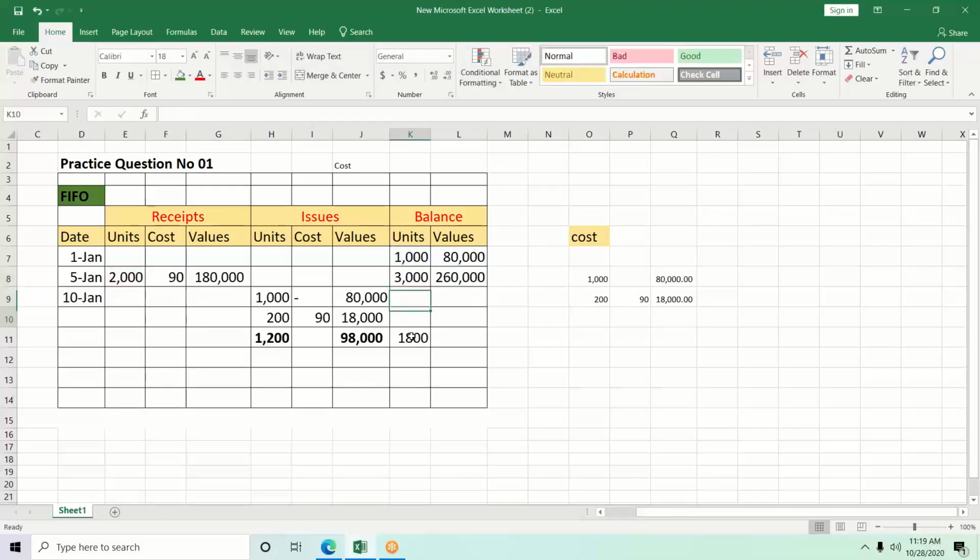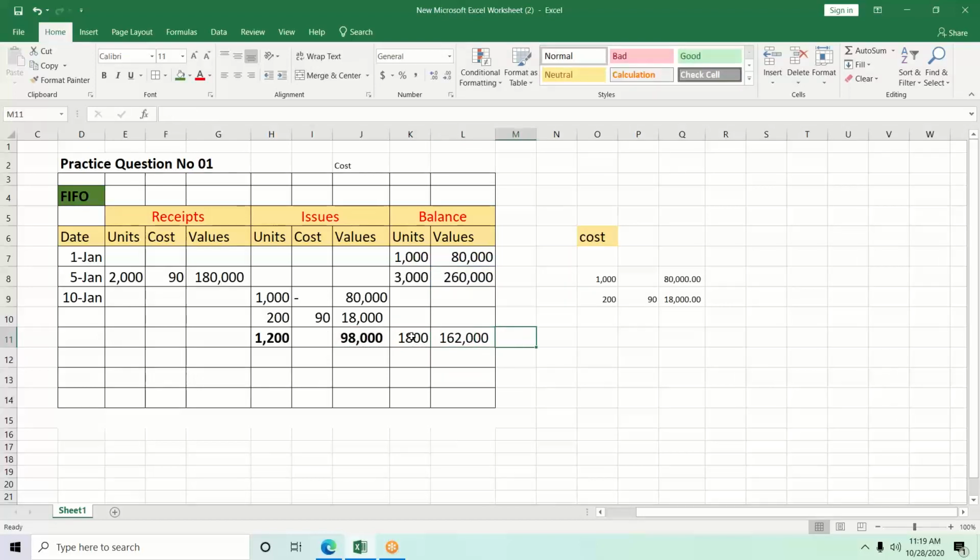And next, how much is the value of the stocks? You had 260,000 worth of stocks, and out of it you have issued 98,000 worth of stocks. So you get a value of rupees 162,000. After the 10th January issue, the value of the stocks is 162,000. How are you going to calculate that 162,000? There are 1,800 units, and every unit consists of 90, which gives 162,000.